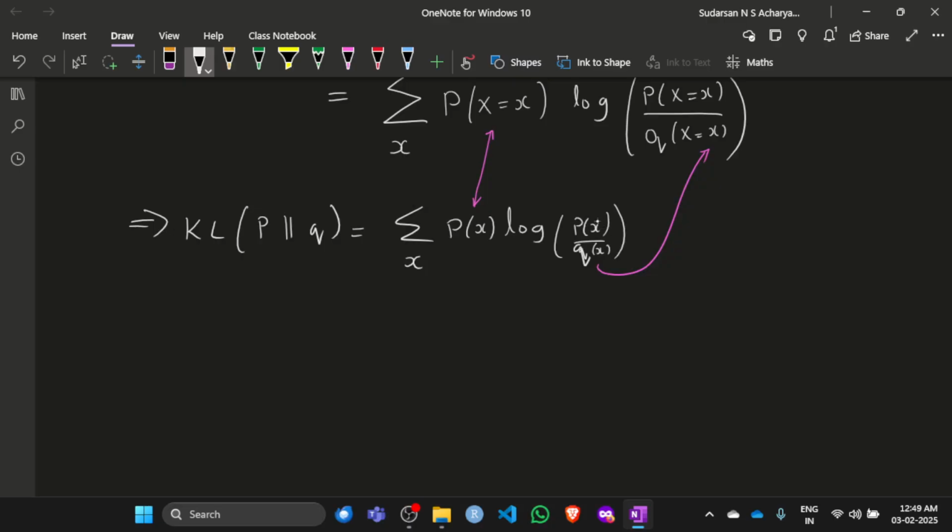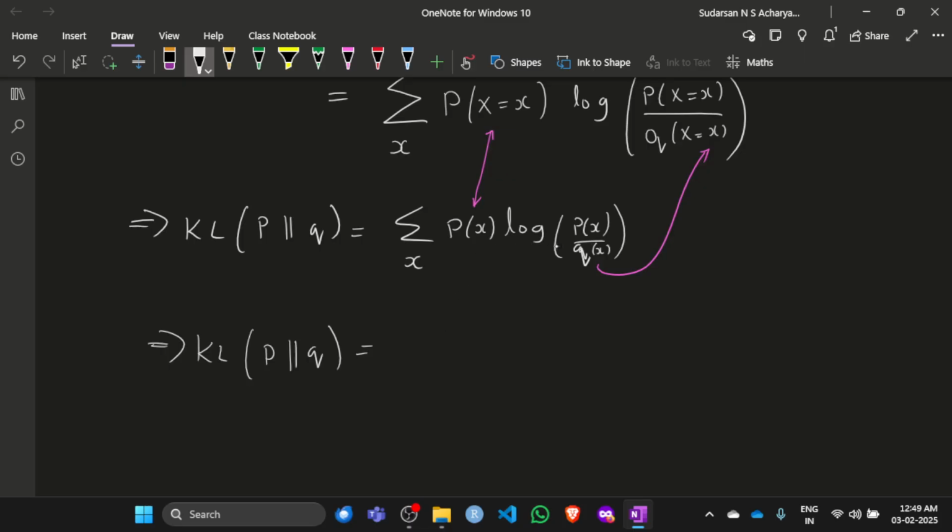Even if there is one value of x for which the probability that the random variable capital X takes that value little x is very different according to the original distribution from it taking that value according to your friend's distribution, there will be a difference between the two distributions, right? That's what the KL divergence is. Now it's most of the times written like this. How different are these two distributions?